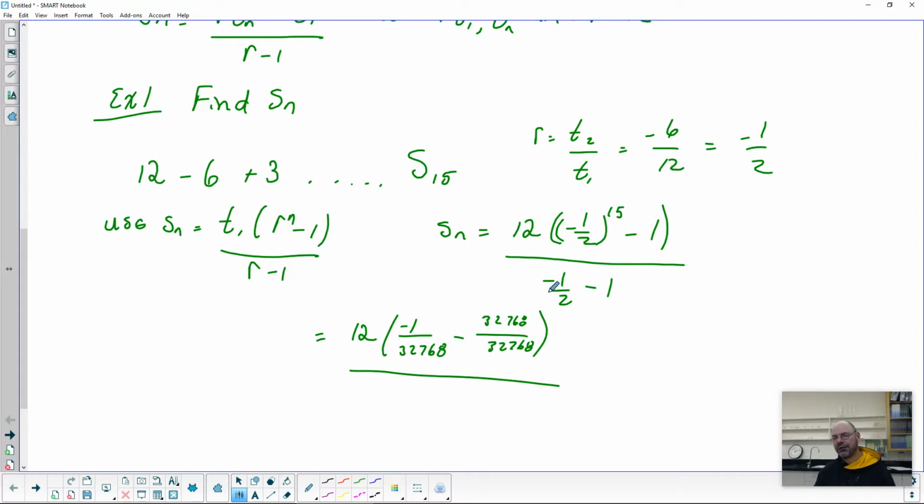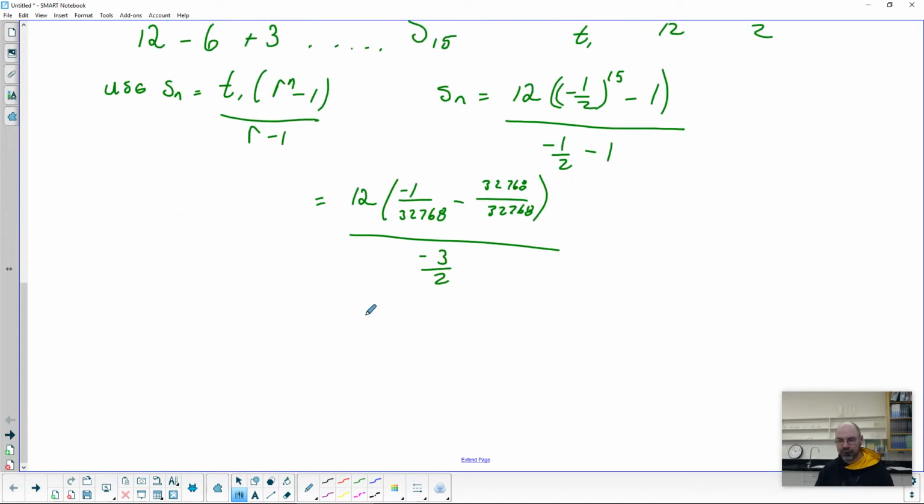And -1/2 minus 1, now again, minus 1 would be 2 over 2. So -1/2 minus 2 over 2 is -3 over 2. So we got some math to do here. We're going to do the inside of the brackets first. 12 times -32,769, because we're just adding that -1 to it, over 32,768. And then we're dividing by 3 over 2.